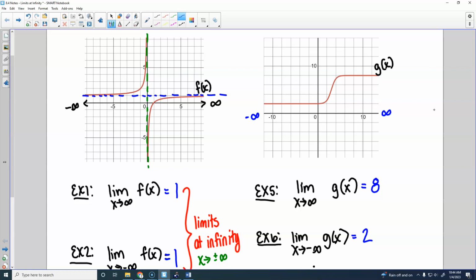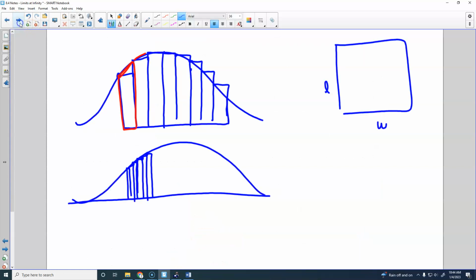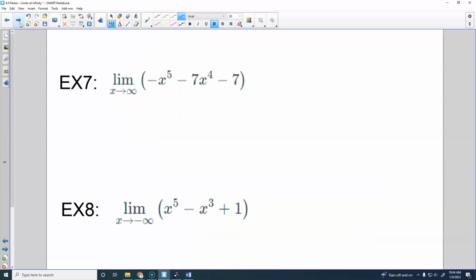So you may see a few of these mixed in with some of the graph problems that you're going to see. When I may ask for some limits as x approaches infinity or negative infinity, just know infinity is the far right side of the graph. Negative infinity is the far left side of the graph, and you're looking to see if it levels out at anything. But mostly today we're going to be looking at the algebraic form of this.